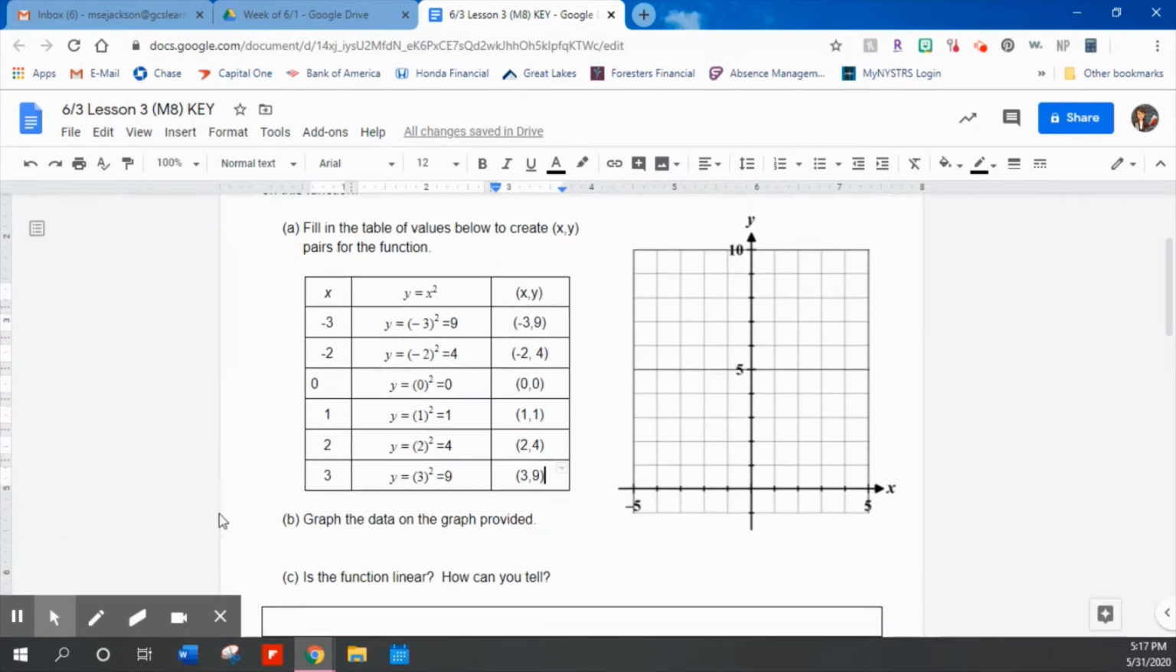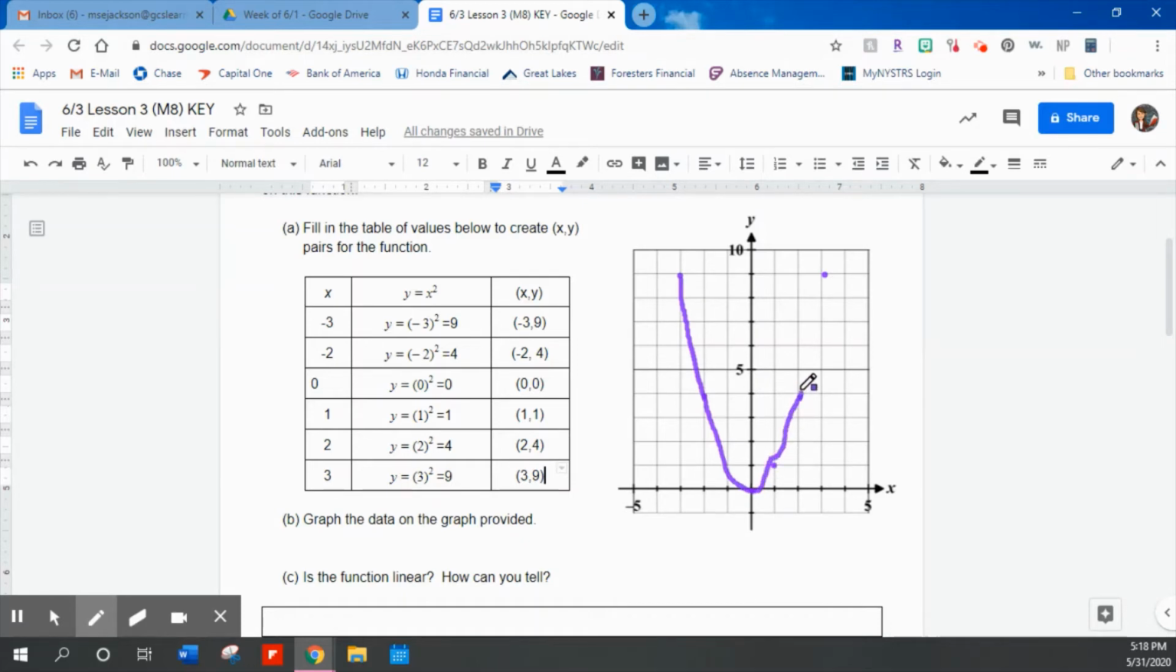Now, I know that if you're working on a Google Doc, you cannot graph this, but if you have the hard copy, you can plot these points with me. So we've got -3, 9, -2, 4, 0, 0, 2, 4, and did I miss one? Oh, I missed 1, 1. And then we've got 3, 9. Okay, now I'm going to connect the dots.